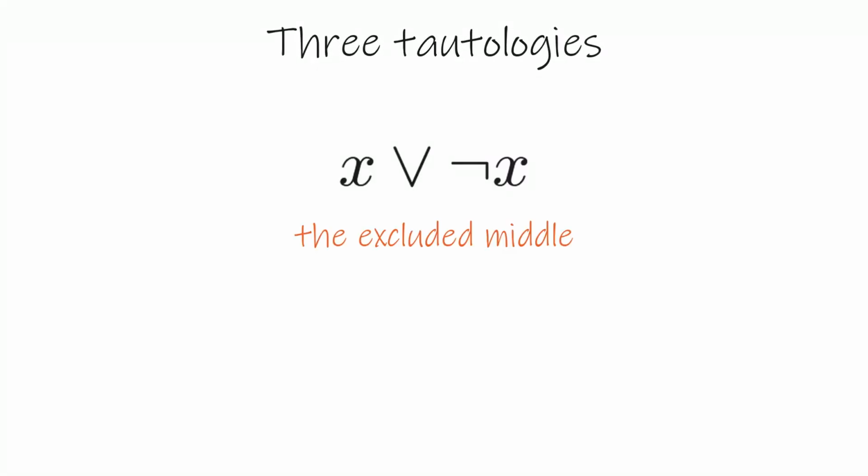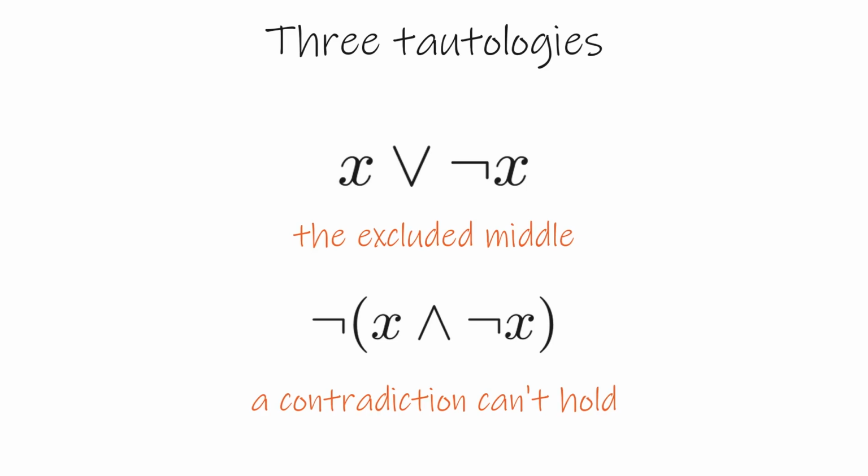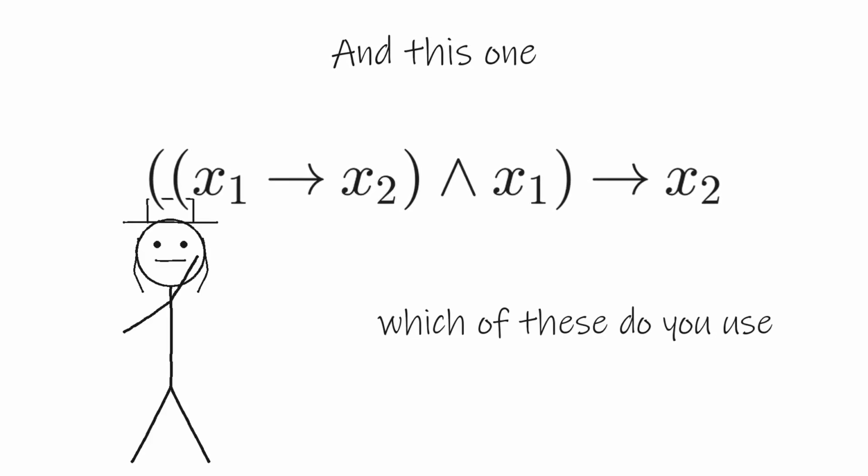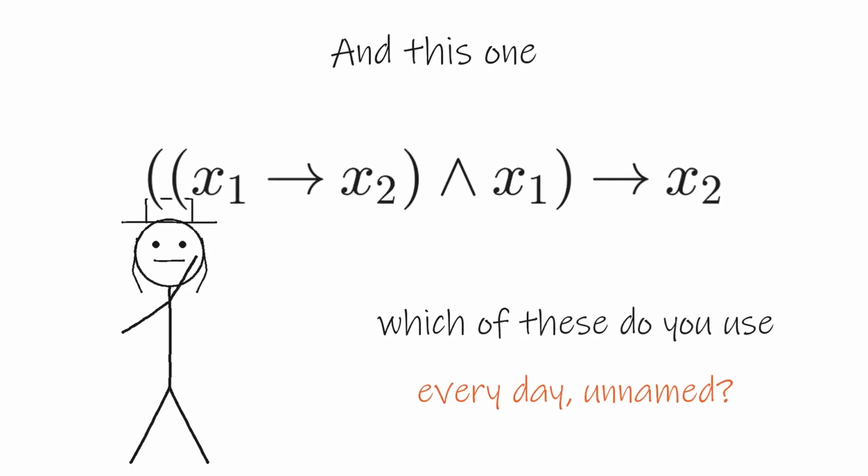3 tautologies before we go on. X or not x, the excluded middle. Not x and not x, a contradiction can't hold. And this one. If x1 implies x2, and x1 is true, then x2. Which of those do you use every day unnamed?